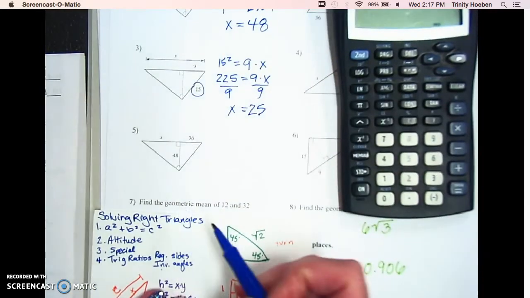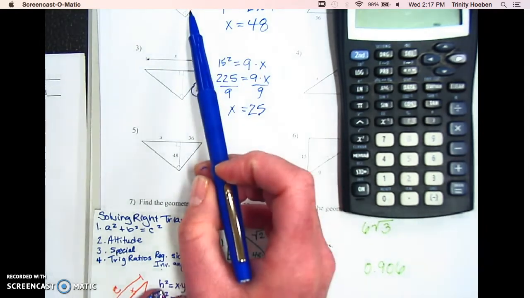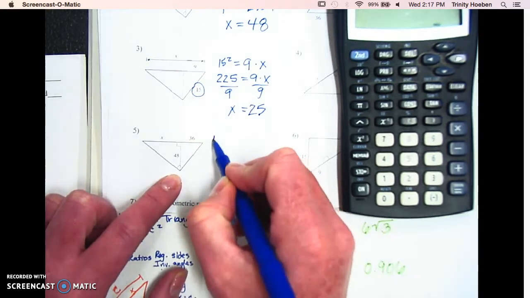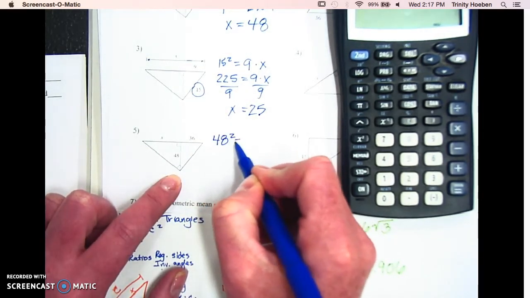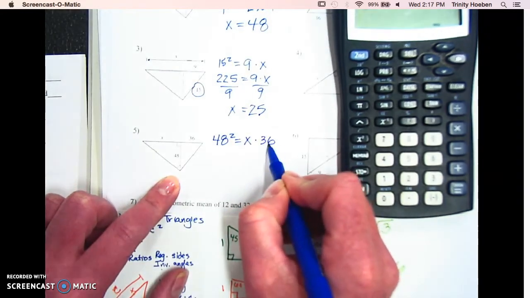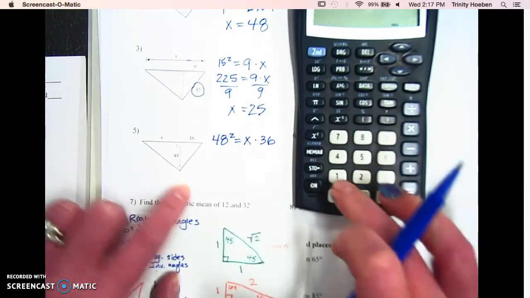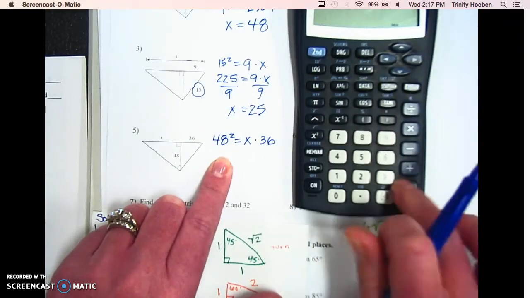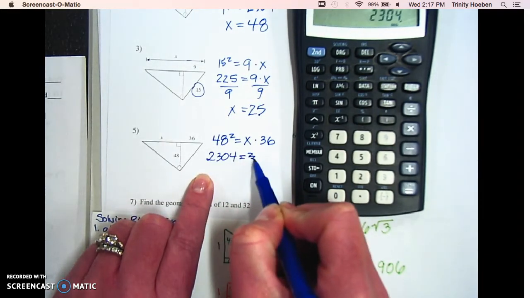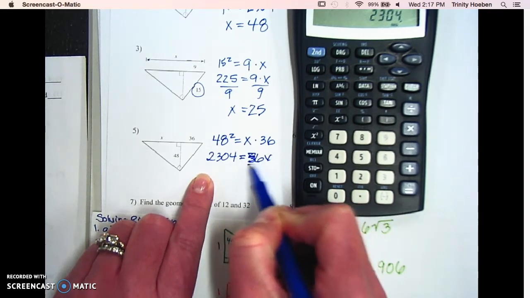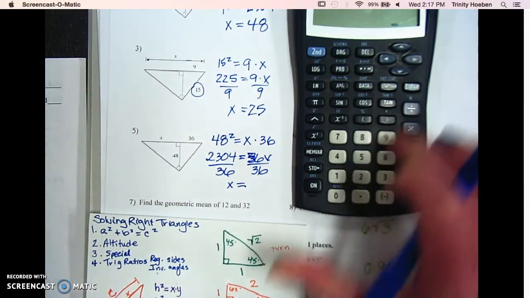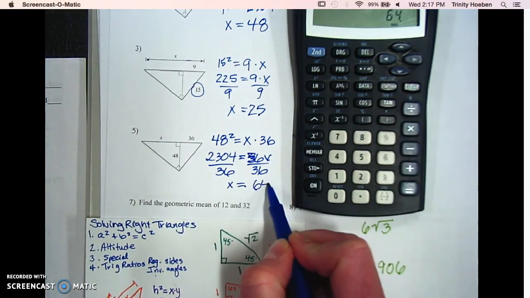Number 3 is almost exactly like number 1, except the x is moved to a different spot. Whatever's on the altitude, you're going to square it. Set that equal to the 2 pieces of the hypotenuse multiplied together, so x times 36. Then square 48, which gets you 2,304, equal to 36x. Divide both sides by 36. In this case, x should be equal to 64.